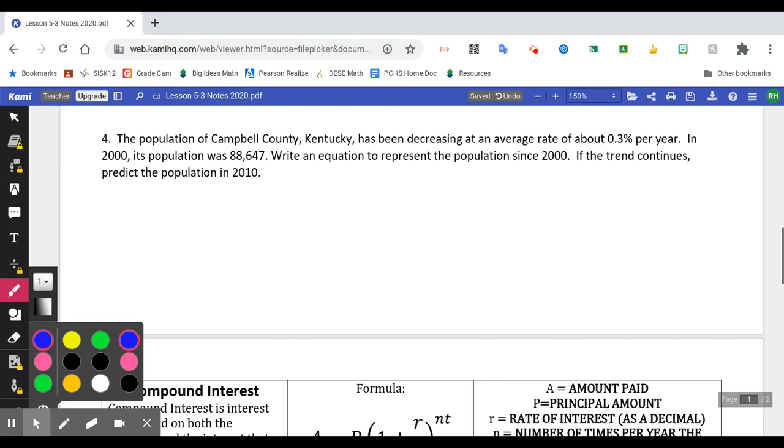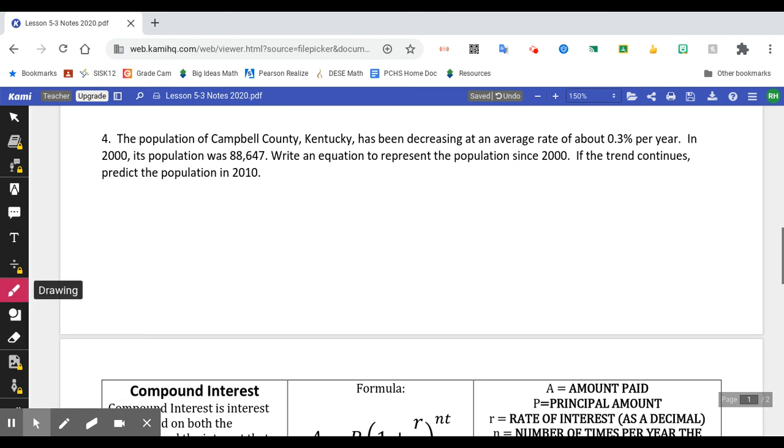Okay, let's go to the next one. The population of Campbell County, Kentucky has been decreasing at an average rate of about 0.3% per year. In 2000, its population was 88,647. Write an equation to represent the population since 2000. If the trend continues, predict the population in 2010. Okay, a couple different things happening here.